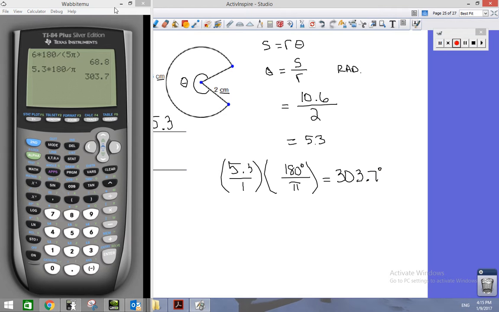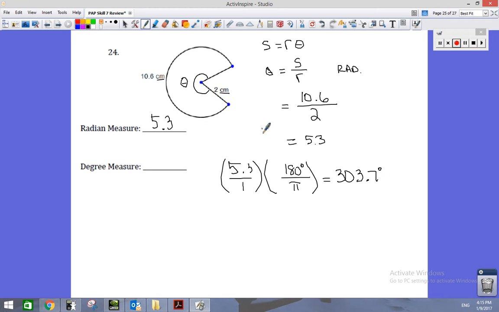There's no indication that they had drawn this to scale, but if it is roughly to scale, 303 makes sense with that picture. 360 would be a complete circle and 303 is getting real close to completing a circle. Kind of looks like a Pac-Man, doesn't it?